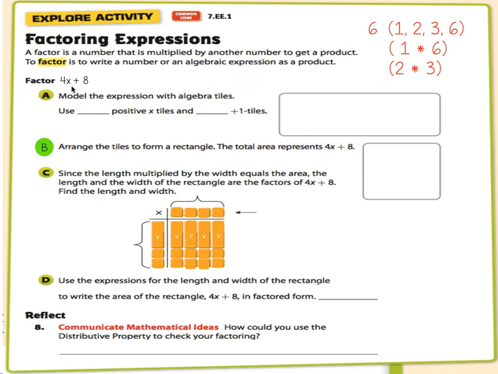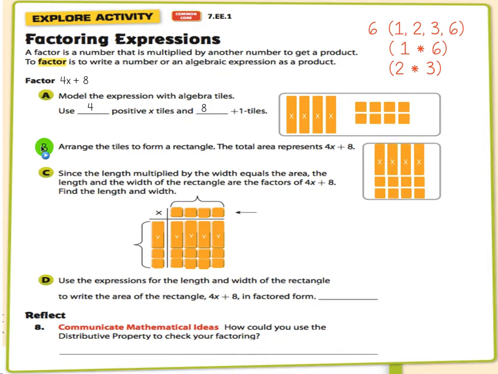All right, so in this case, we have 4x plus 8. So to draw the model, we are going to use 4 x tiles, and we are going to use 8 1 tiles. So these 4 are x's, and then these 8 are 1s. So here's 4 x tiles and 8 1 tiles. Okay, so each of these is worth 1, each of these is worth x, and we don't know how much x is.